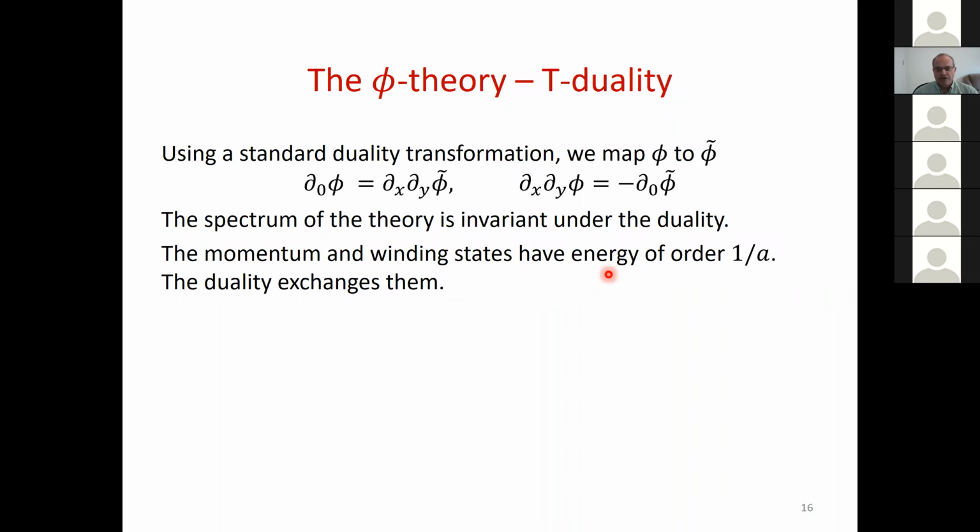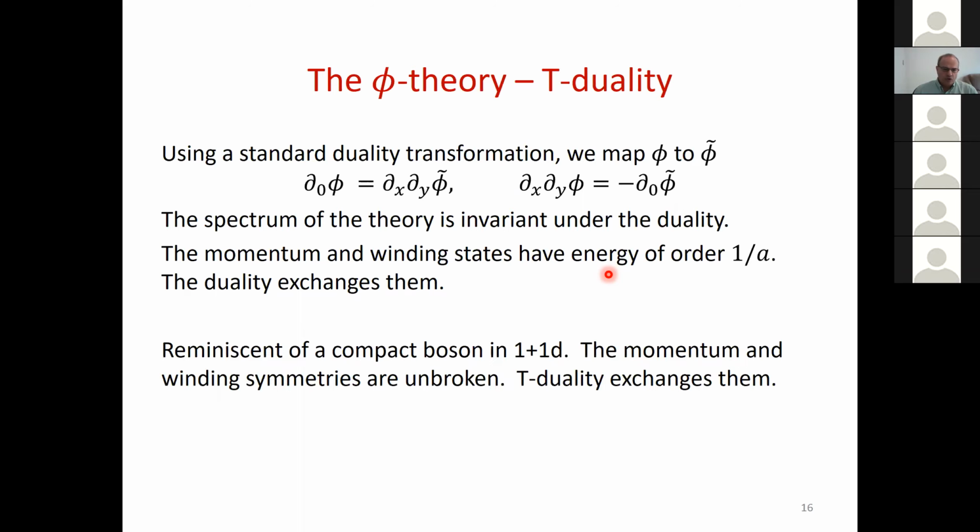The winding modes had energy of order 1 over a already in the classical theory, but this is exactly what happens in ordinary T-duality, where the energy of the momentum modes is 0 classically, and it's non-zero quantum mechanically, and the winding modes have non-zero energy in the classical theory. The only difference is that we are in 2+1 dimensions rather than in 1+1 dimensions. And the second difference is that all these states have energy of order 1 over a rather than order 1. So this whole thing is very reminiscent of a compact boson in 1+1 dimensions. And as I said, there's T-duality that exchanges them. So this is the matter system.